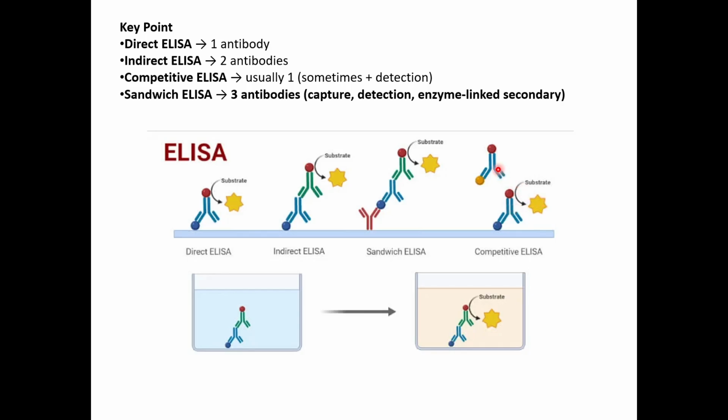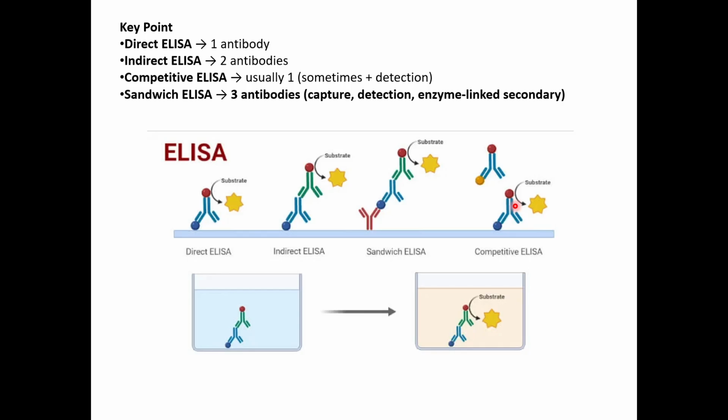But if your sample has more antigens, all your antibodies are used to form antigen-antibody complex in your mixture itself. You don't have any free available antibody to bind onto your plate. So your color here will be less or it will be zero, depending on the amount of antigen present. So if you have high antigen in your sample, your color will be less, and if you have less antigen, your color will be more.